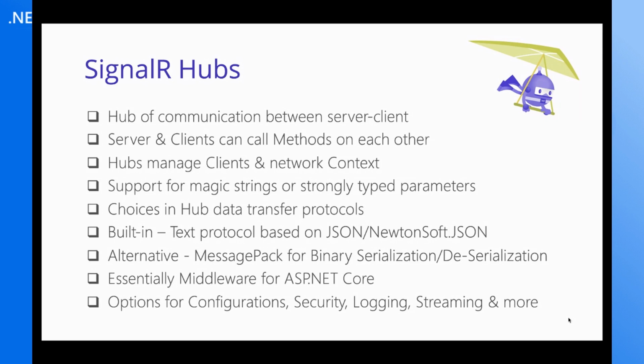You can pass around whatever you want. Strongly typed things are better. And you get a choice of transfer protocol, so it doesn't need to be JSON. JSON is the default, either JSON based on .NET or Newtonsoft, or you can also switch down to something called MessagePack, which is binary serialization and deserialization and saves a little bit of bandwidth in terms of packet sizes. And essentially this runs on top of any ASP.NET. Lots of choices in terms of how we configure things, how we run things, and things are really good.